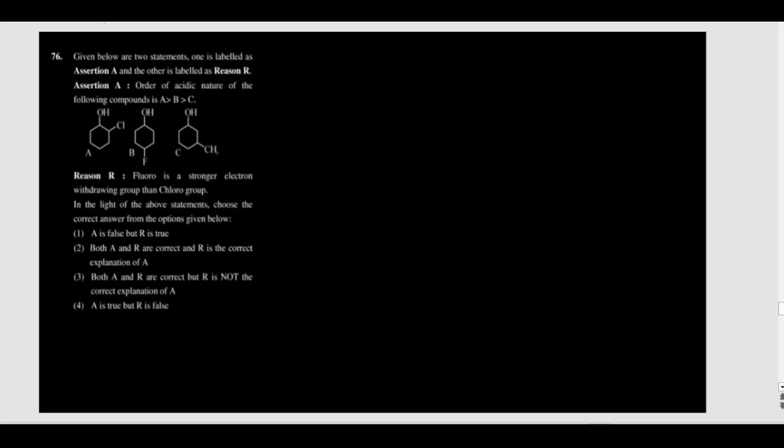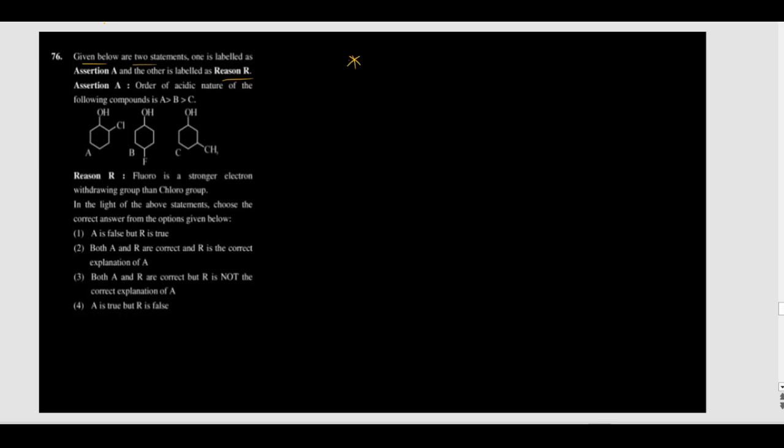And the next question is, given below are two statements. One is labeled as assertion A, and one more is reason R. So let's read the first assertion A: order of acidic nature of the following compounds.